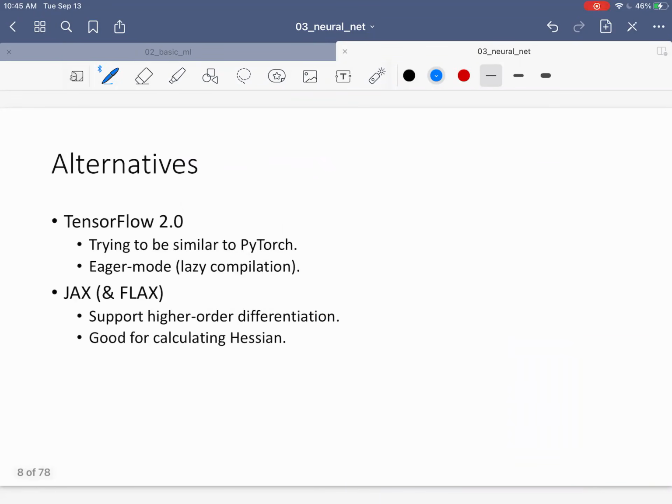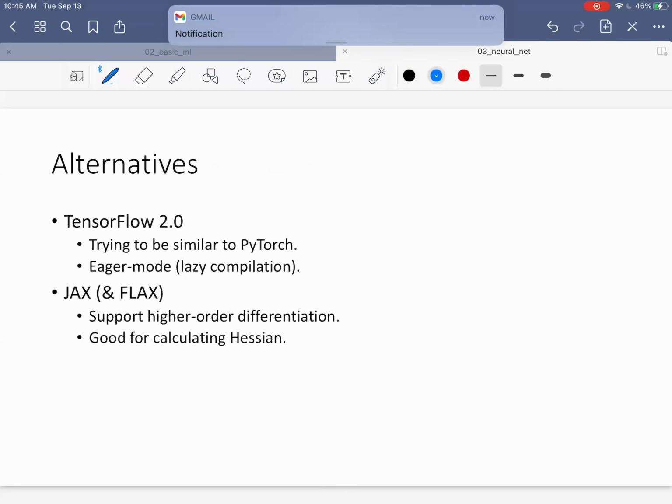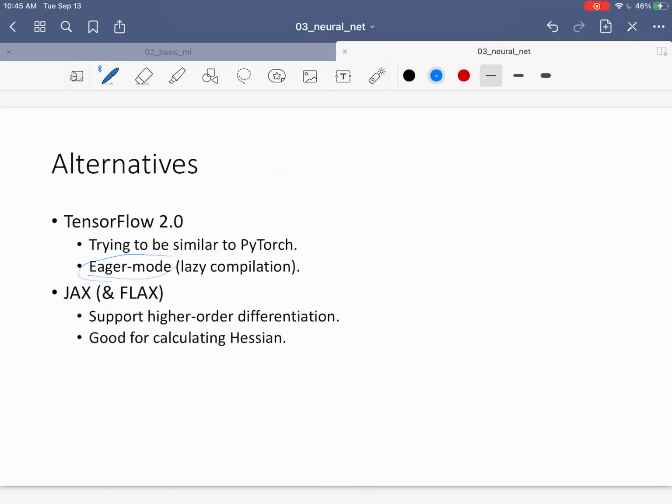TensorFlow actually saw that PyTorch was gaining popularity because of its flexibility, so TensorFlow tried to mimic the behavior of PyTorch. They adopted a compile as you go philosophy, trying to be similar to PyTorch, and they have what's called eager mode, which is compile as you go or lazy compilation. So you can also change the architecture of the model or the dependency of the variables in your model architecture as you train your model. It's becoming quite similar to PyTorch, but then there's probably no reason to use TensorFlow anyway, because if it's like PyTorch, then we can just use PyTorch.